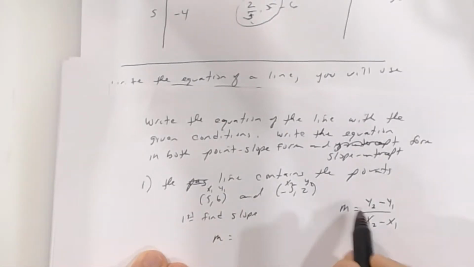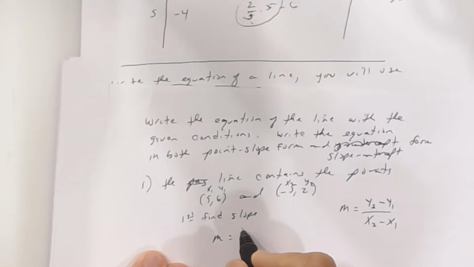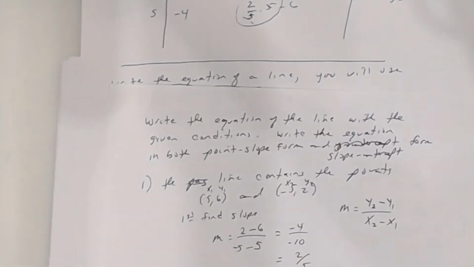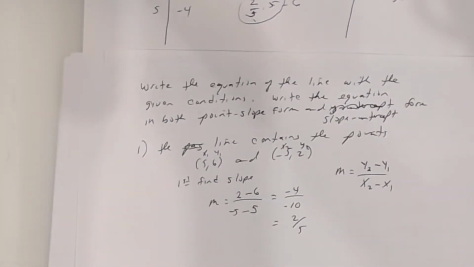So the slope will equal, what's y2? 2. I subtract y1, which is what? 6. Now since I started with y2, I have to start with x2. The order matters. What's x2? Subtract x1, which is 5. What's the numerator? What's the denominator? Negative 10. And what's this reduced? 2/5. So I found the slope. The slope is what? 2/5. That's the slope.